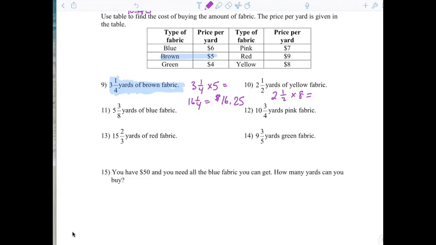Okay. The one you got? Yep. We're doing all the way to 14 right now. All the way to 14. Go on, chop, chop.